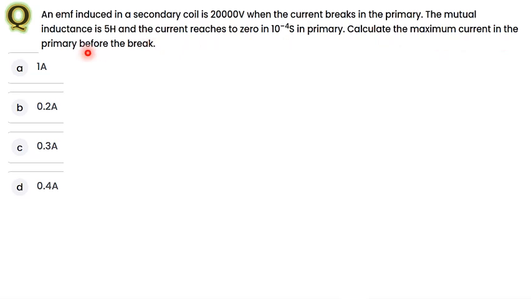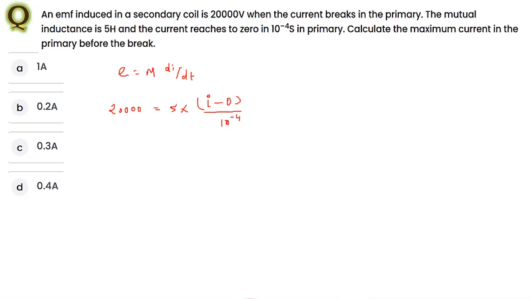Calculate the maximum current in the primary before it breaks. So what was the current before it breaks? According to the formula, you just remember, the mutual induction formula is EMF E is equal to M into di by dt. Now the E value they have given is 20,000, and the mutual induction is 5 Henry, and the current change is I final, which is I high minus 0, or just mention it as I, and the time is 10 power minus 4.